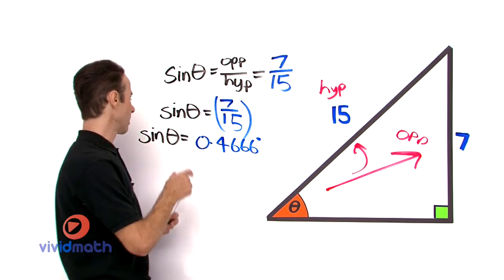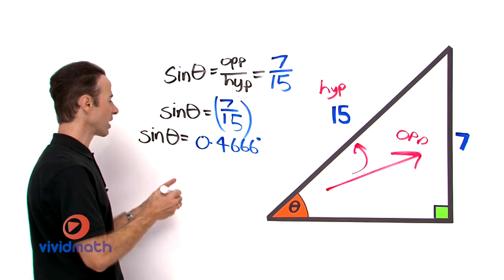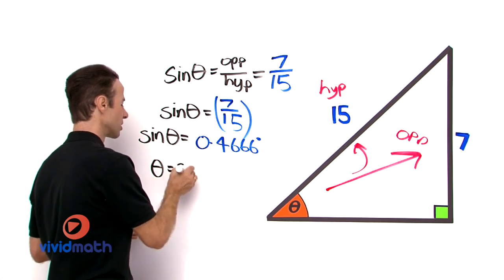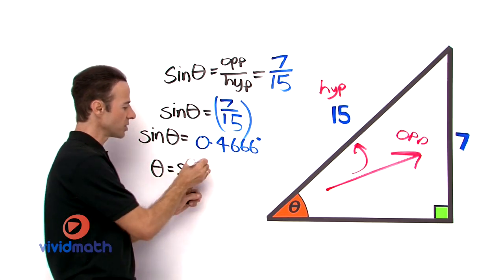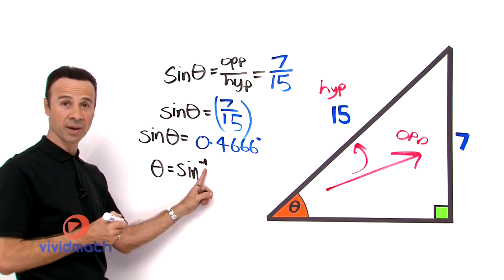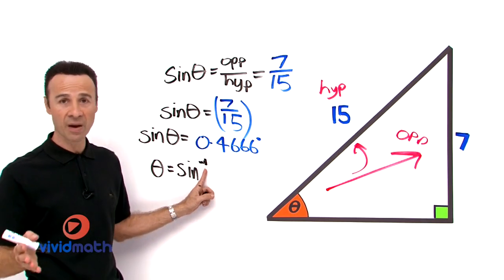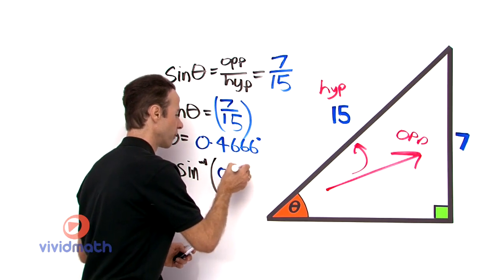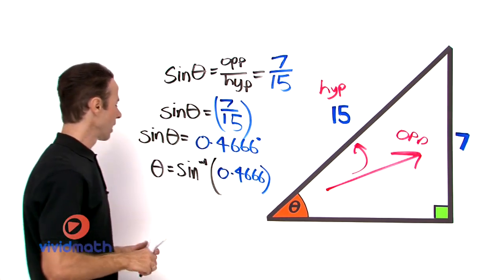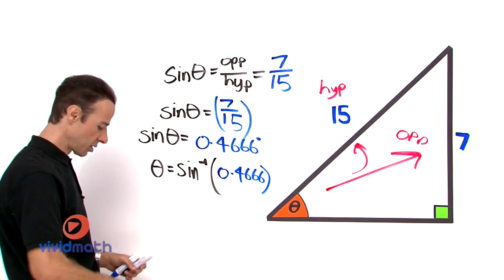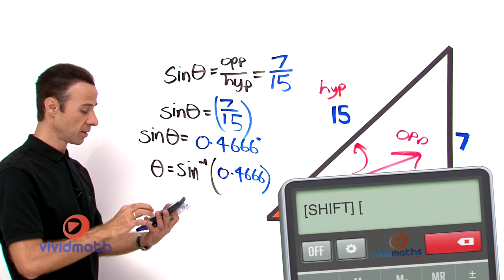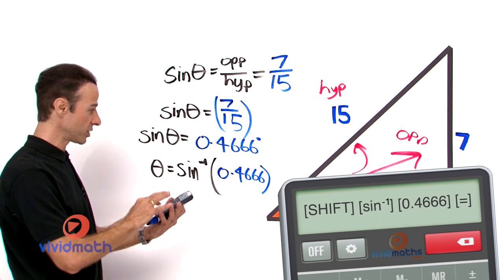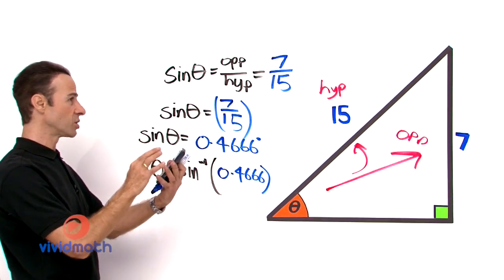So we've got that. Now, since sine theta equals that, we've got a second function. Then we go theta equals sine to the power of minus 1. See that little minus 1 there? That means shift or inverse or second function, whatever you have on your calculator. Then in brackets, we put this decimal in there, 0.4666. Then we press shift or second function, and we come up with the answer, which is 27.